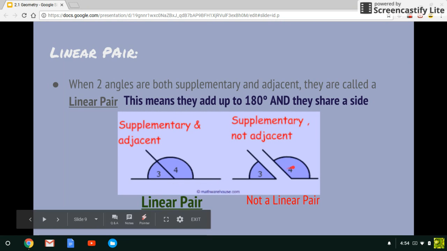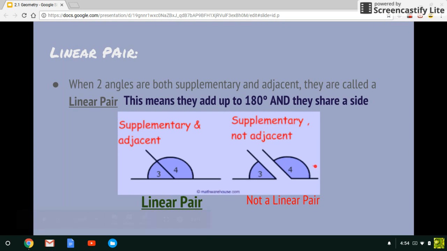These ones are supplementary. They add up to 180, but they're not adjacent. They don't share this side. They're next to each other, but they don't share a side. So that means that they are not a linear pair. To be a linear pair, they have to share a side and they have to add up to 180 degrees.